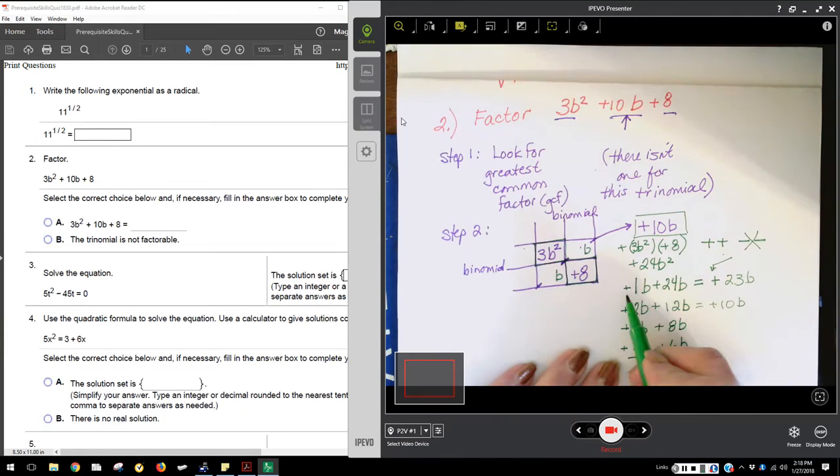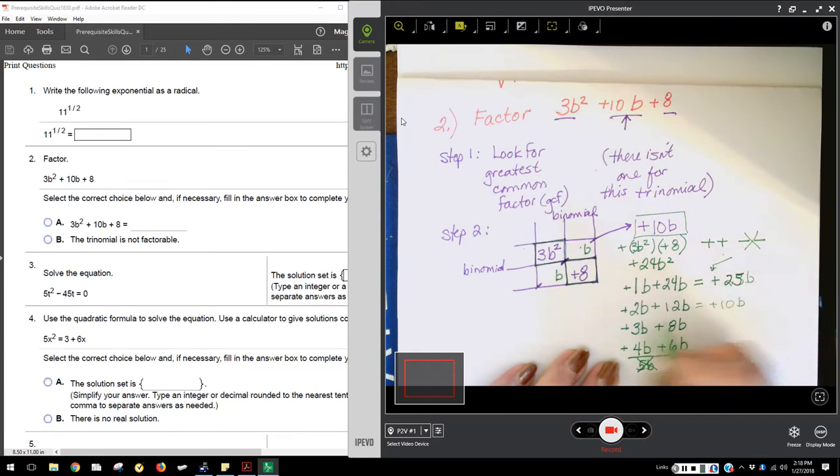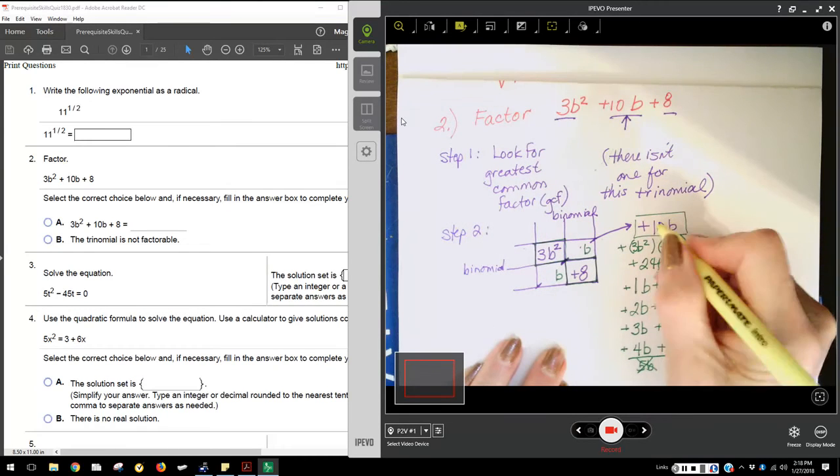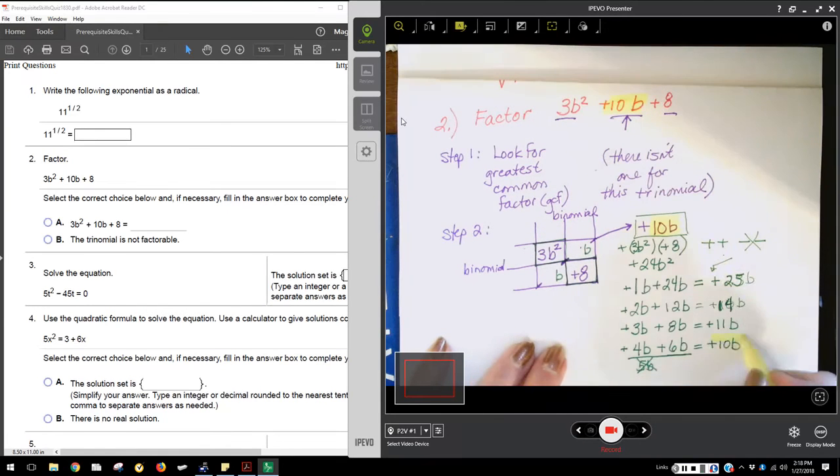But then here I know that 1 plus 24 is 25b, and that doesn't help. 2 plus 12 is 14b, and that doesn't help. 3 plus 8 is 11b, and that's not what I'm looking for. But 4 plus 6 is in fact equal to 10b. And 10b is in fact the middle term that I'm looking for.